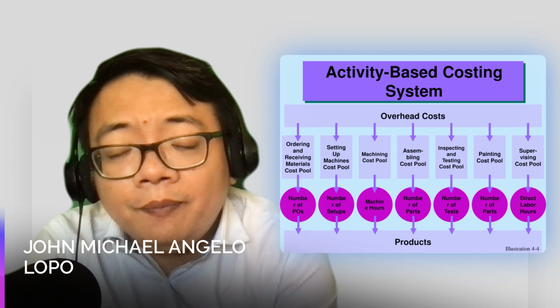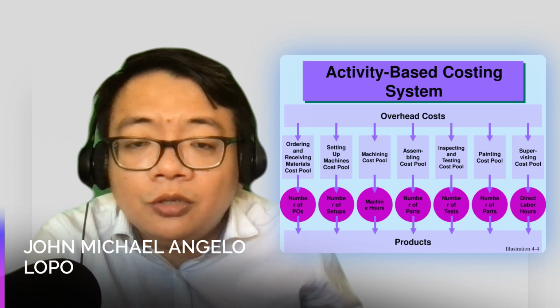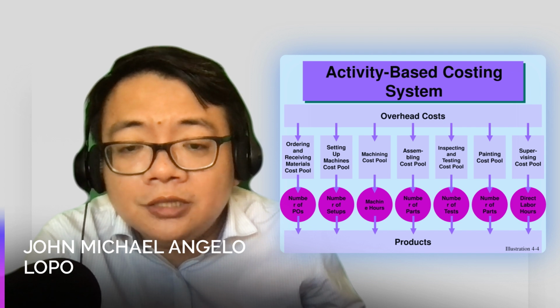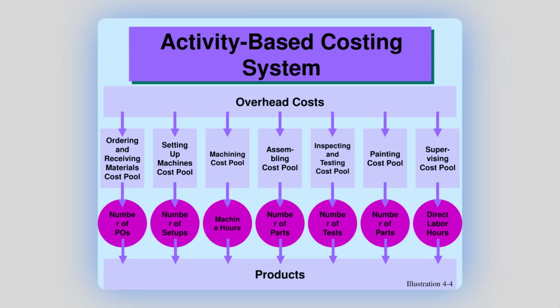The cost pools here are the ordering and receiving material cost pool. So, a sample of it is this one. Ordering and receiving material cost pool. You also have here what you call the setting up the machine cost pool. You have the machining cost pool, assembly cost pool, inspection and testing cost pool. You have the painting cost pool and supervising cost pool. So all of those, class, are your activity cost pools.